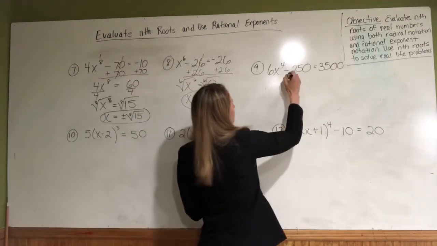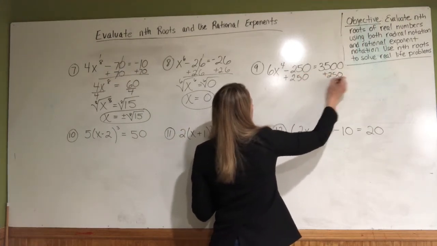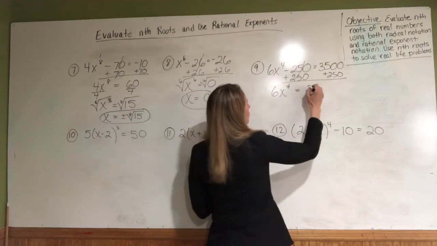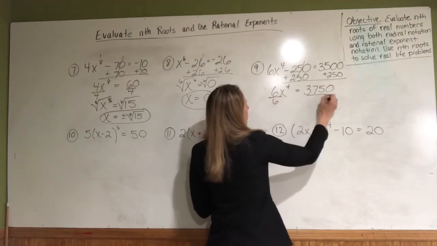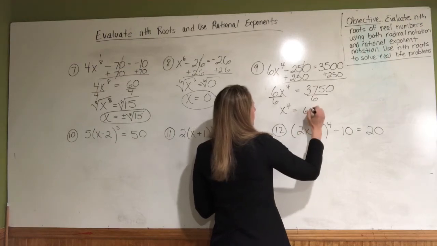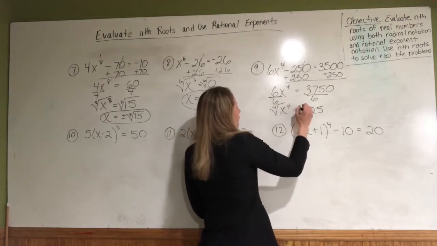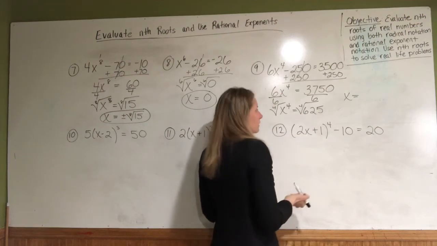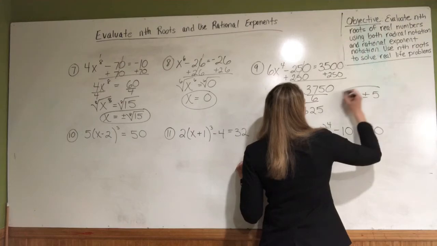And number 9, we're going to add 250 to get rid of that part. 6x to the 4th is now going to equal 3,750. Dividing that by 6, I believe it is 625. And then we're going to 4th root each of those, and I'm going to get x equals, now again, positive roots have 2 solutions, so it's going to be positive or negative 5.